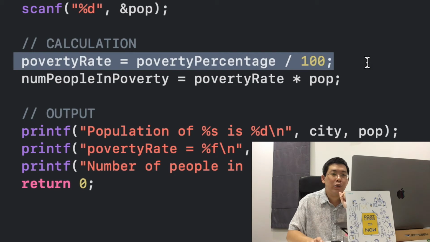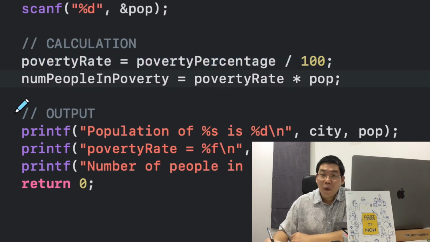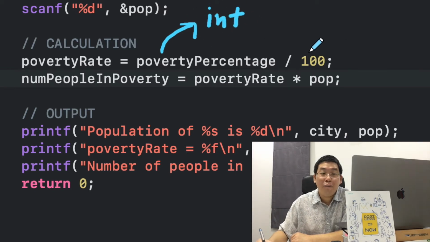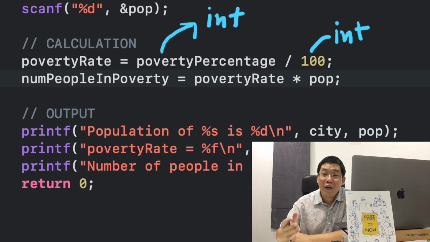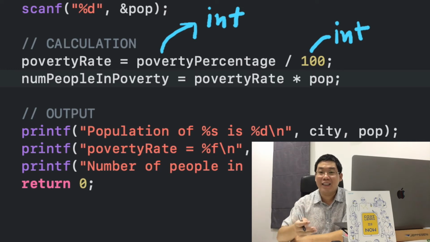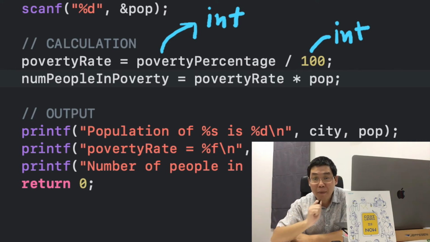Poverty rate equals poverty percentage divided by 100. Let's analyze this line for a little bit. What is the data type of poverty percentage? That's an int. What is the data type of 100? That is also an integer. Even though we haven't declared it, it's not a variable, but it has a type. It is a constant of type integer because it is presented as a whole number.